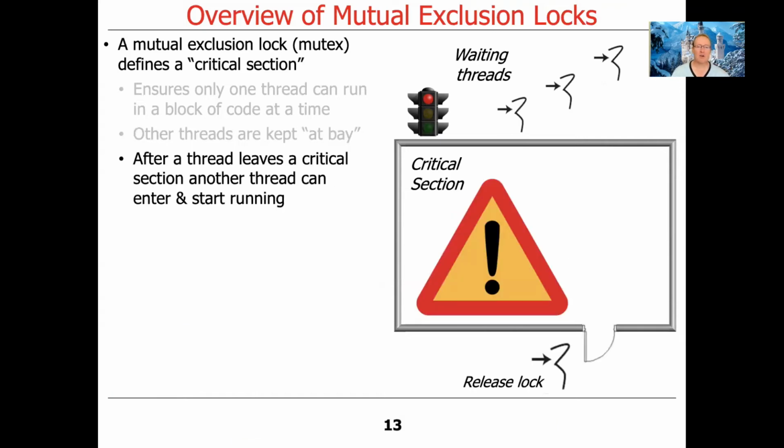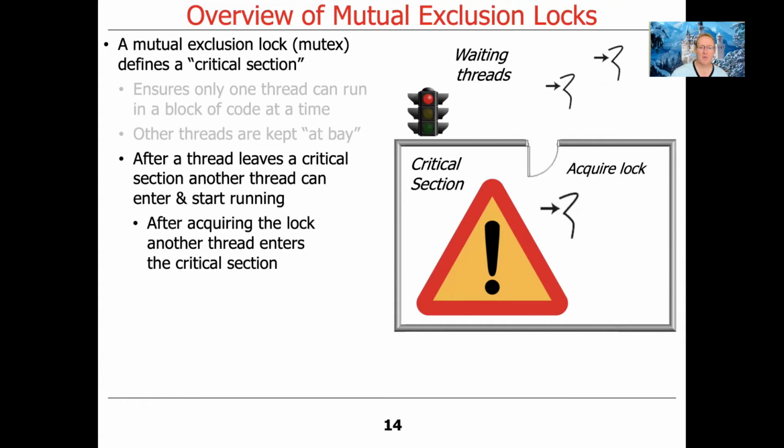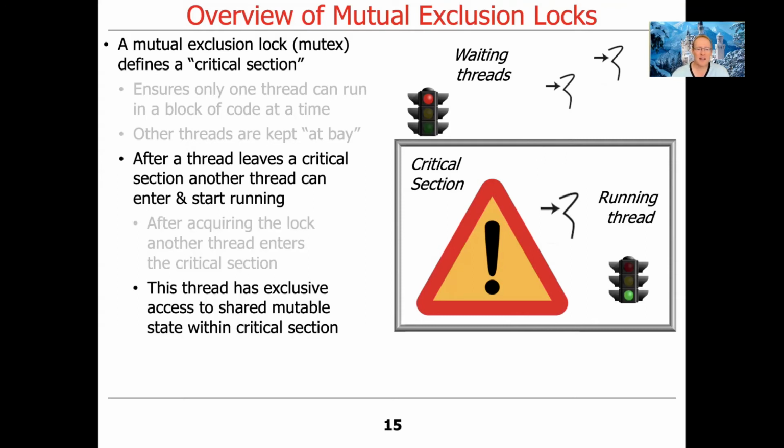After a thread leaves a critical section, another thread can enter the critical section and start to run. The way that works is the next thread will have to acquire the lock, just like the first thread had done, and then it enters the critical section, and that thread then gets exclusive access to the shared mutable state within that critical section.